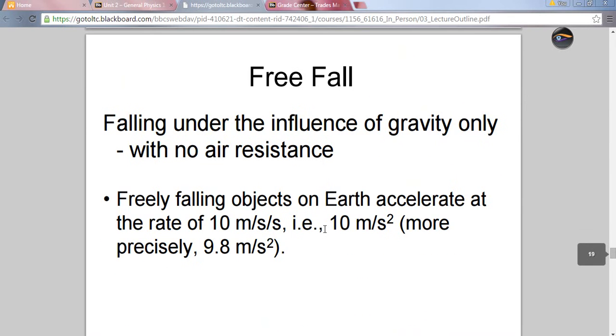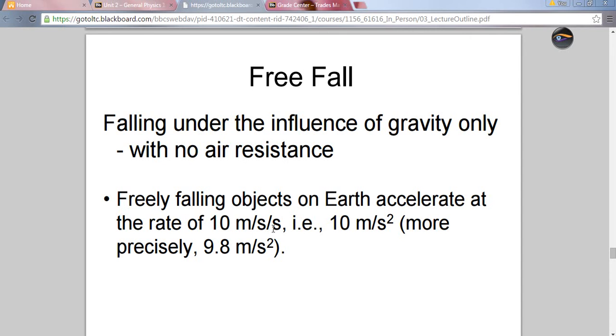So free fall is falling under the influence of gravity only. Nothing else is helping it. So when we simply drop something, that is a condition of free fall. We also say that we do not worry about air resistance in the case of free fall.